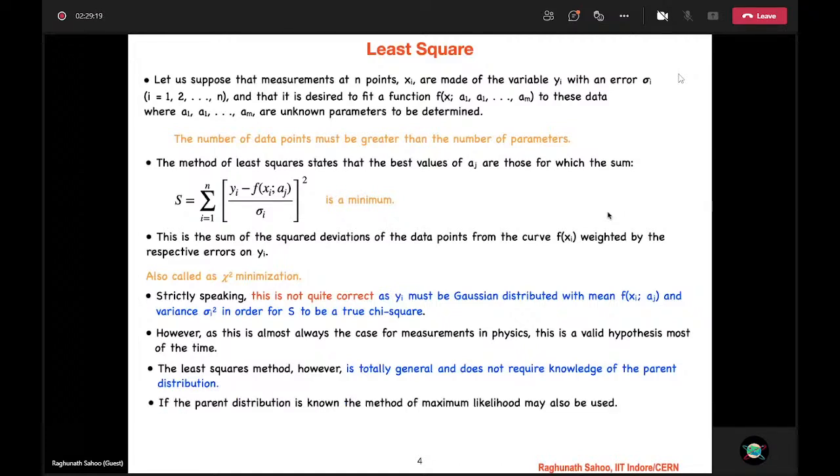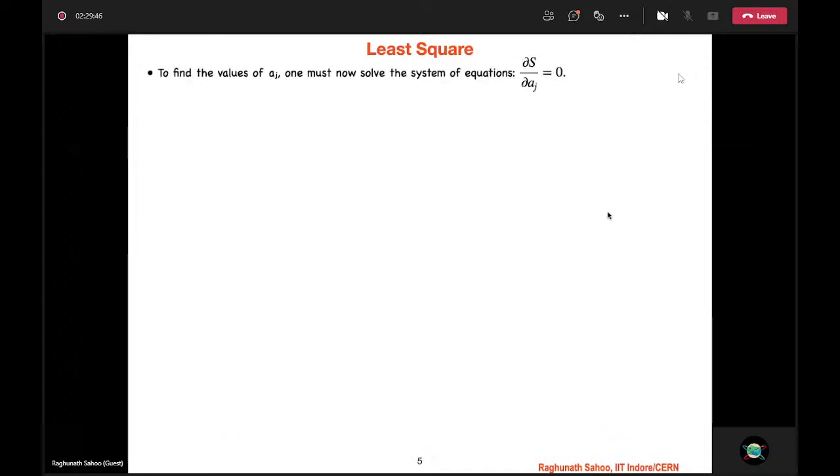We know this. So if the parent distribution is known, the method of maximum likelihood can also be used, right? Because when the parent distribution is known, you try to see, through the method of maximum likelihood, how close your data points will be to the parent distribution. So in case of Gaussian distributed errors, this yields identical results. We have seen this thing. Okay, so now let's go ahead.